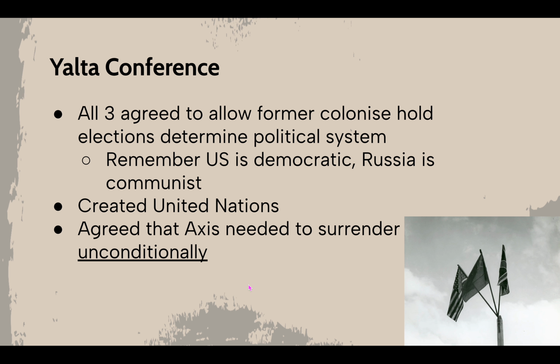All three of these guys agreed to allow former colonies to hold elections determining their political system. Remember, the U.S. is very democratic. Russia is very communist. Russia doesn't want colonies to go democratic, and the U.S. doesn't want colonies to go communist. And there was also the creation of what is called the United Nations, which is still around today. They also agreed that the Axis needed to surrender unconditionally.